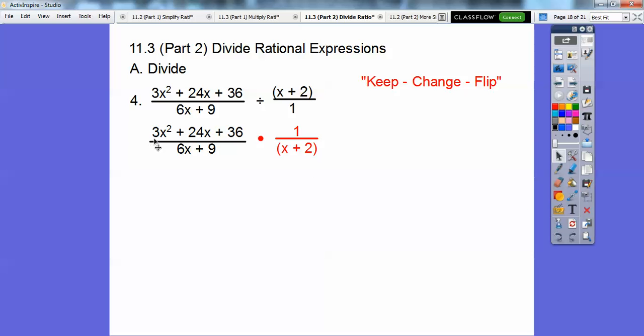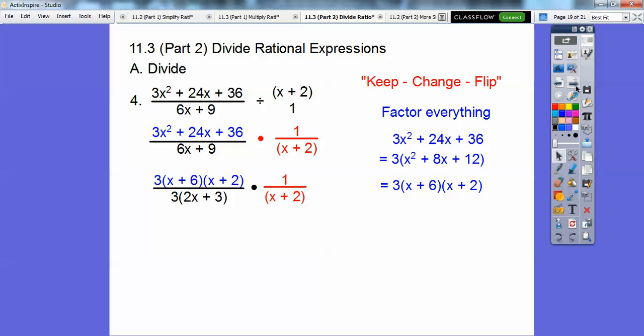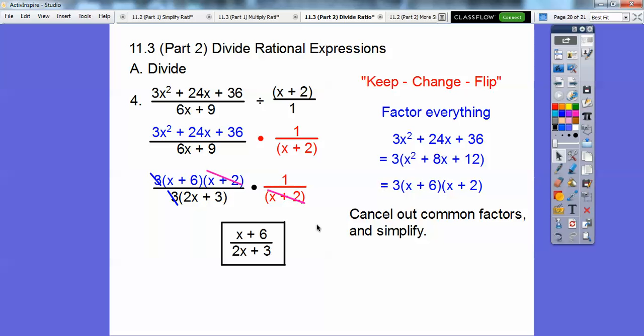Okay, now we're going to factor. I'm going to GCF a 3 out of that, and it's going to be 3 quantity x squared plus 8x plus 12. Factors of 12 that add to 8 are 6 and 2. Let me paste that back in there. Then just start canceling. The only things I can cancel are these 3's right here, and the x plus 2's right there. So we're going to have this leftover x plus 6 over 2x plus 3.